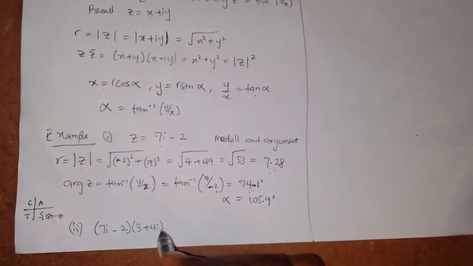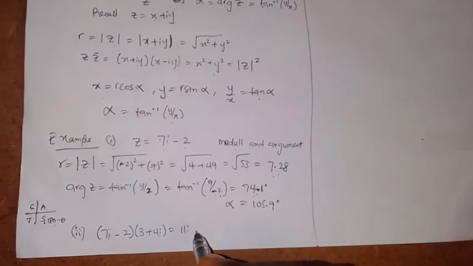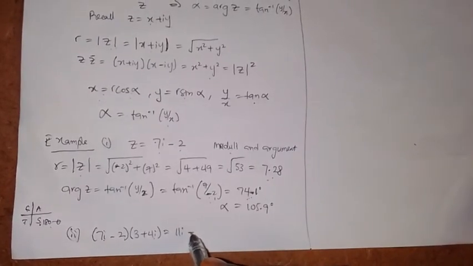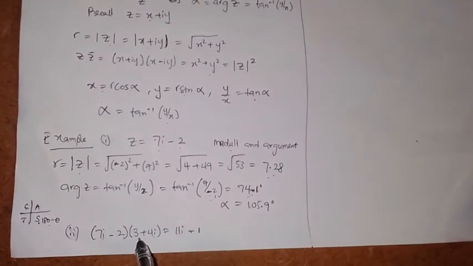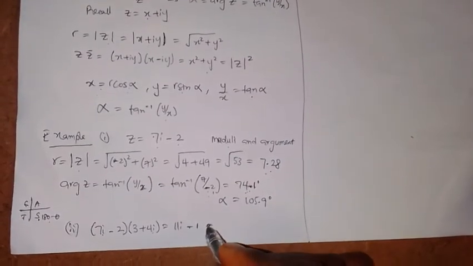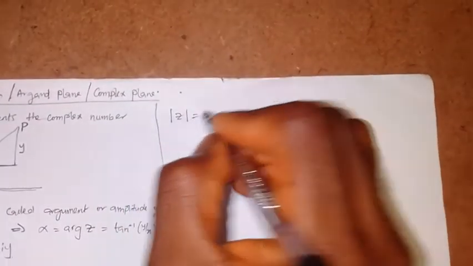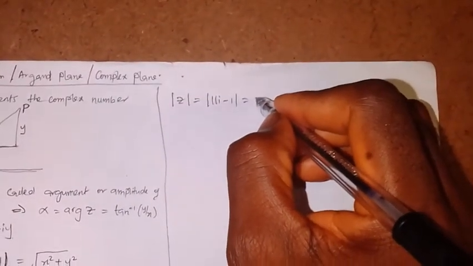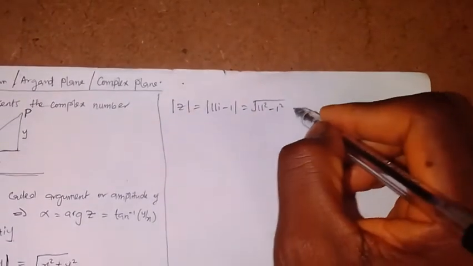Adding this, I'm going to first get 7 plus 4, that's 11i, as 11i minus 1. Okay, so that's 11i minus 1. Now, how do I solve this? So this is the answer. So let's now get the modulus of Z, which is the same as the modulus of 11i minus 1. That becomes the square root of 11 squared minus 1 squared.